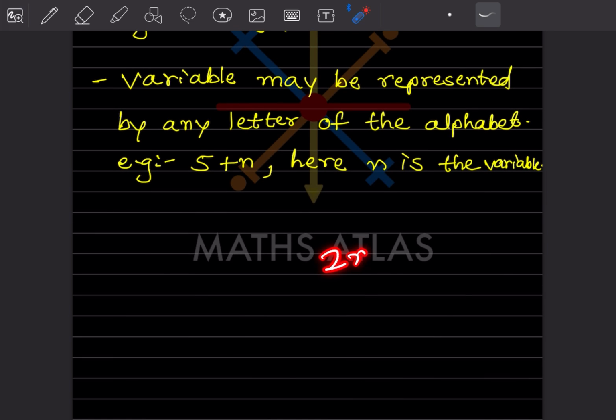And one more thing is, here 2n plus 3. Now this 3 is without a variable. We can also see what a constant is. Suppose I'm writing here 3, this is without a variable. So the constant will always be without a variable.